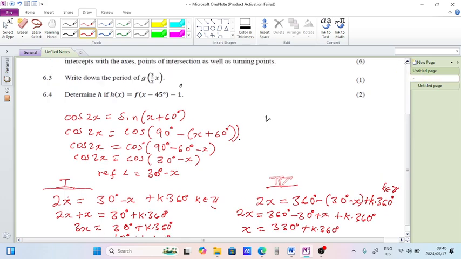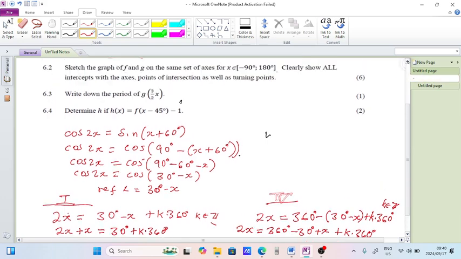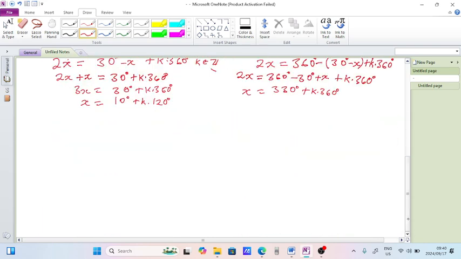Solve for x. So for which interval? We must maintain this interval again. So we'll check our values by substituting the integers again. Now let's put k equals 1, or let's say k equals 0. Let's write our interval here.